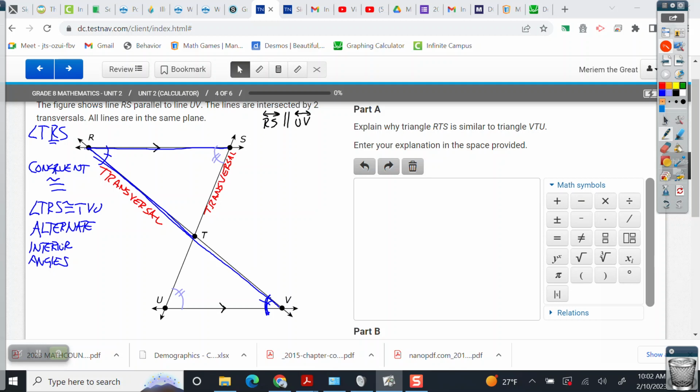I'm not sure what those two are. Angle UTV. Hold on a second. Angle UTV and? Angle STR. So I'm going to write that. So you said angle UTV is congruent to angle, and I think you said, STR. That is a true statement. And these angles have another different special type of relationship. These angles are referred to as vertical angles.